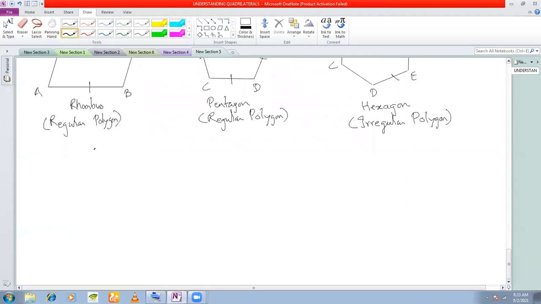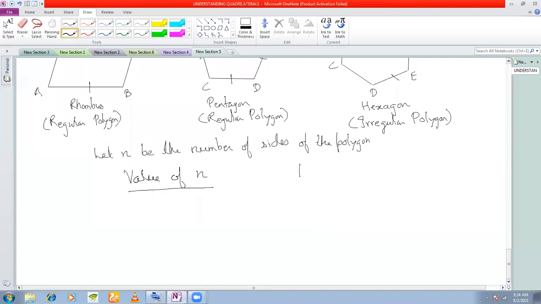Normally, let n be the number of sides of a polygon. And when I say polygon, I mean regular for your purpose. From now on, when I say polygon, I will mean regular polygons. That means all sides equal. Let n be the number of sides of the polygon. So let's write here the value of n and the name of the polygon.